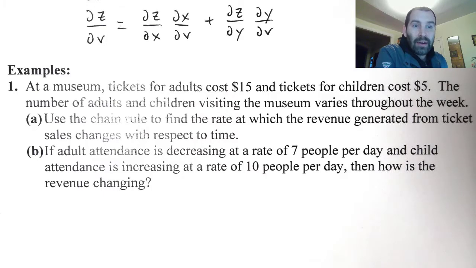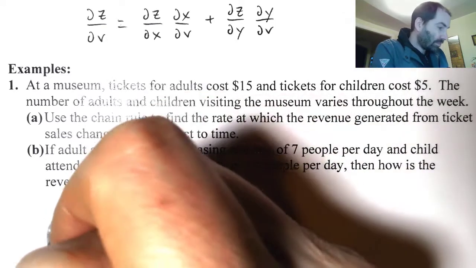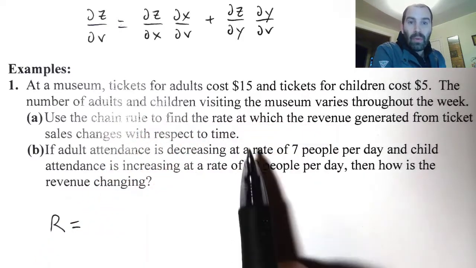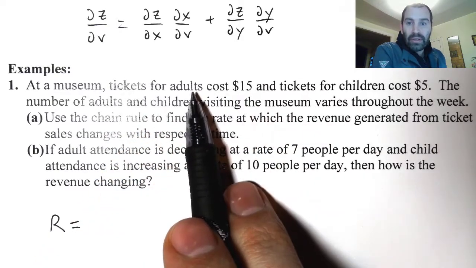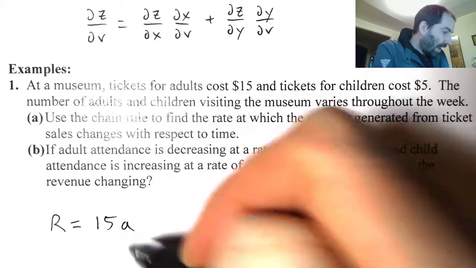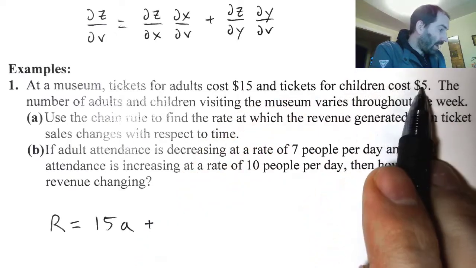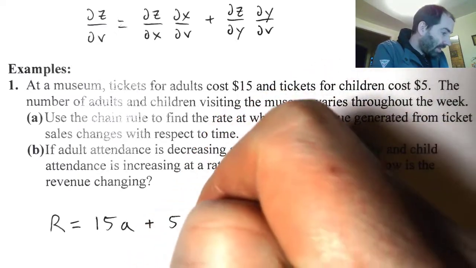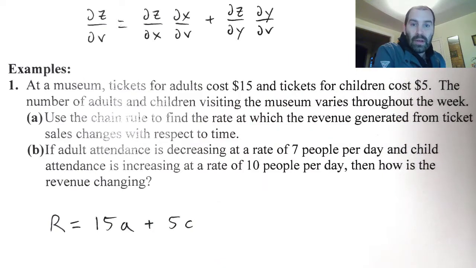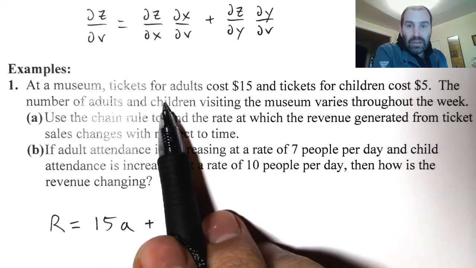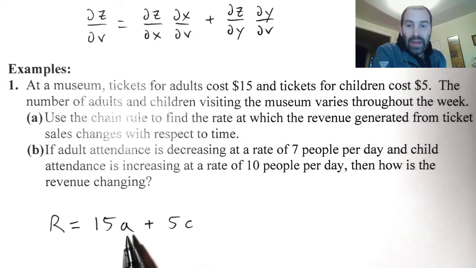Okay, so let's write down how we would compute the revenue. Let's call it R. Well, it's $15 per adult, so it'll be 15A, where A represents the number of adults, plus $5 for every child, so $5 times the number of children. Now I want to differentiate this with respect to t. The number of adults and children varies throughout the week, so that means that A and C are functions of t. Keep that in mind when we do this.